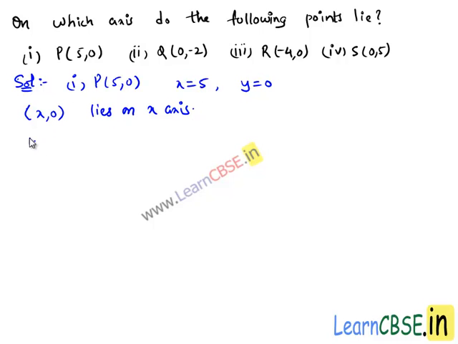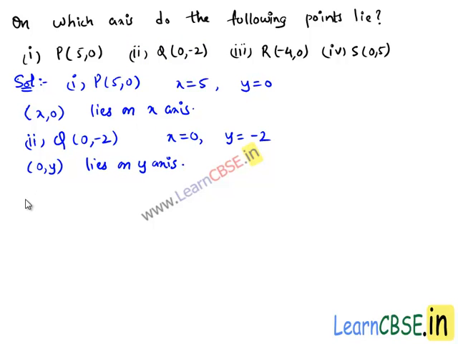Now let's move on to the second bit. The point Q is given as (0, -2). Here the x coordinate is given as 0 and the y coordinate is given as -2. We know that any point on the y axis is of the form (0, y). Hence the point Q (0, -2) lies on the y axis.